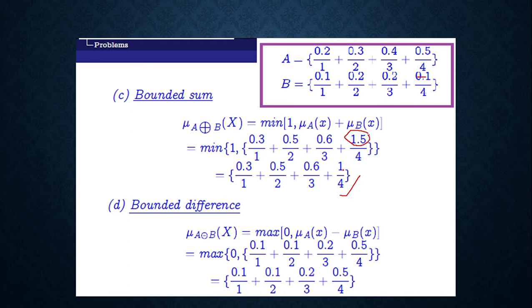Right. Bounded difference, the expression is given as maximum of 0 comma membership of a of x minus membership of b of x. Right. So you have to perform the subtraction operation here. Right. So here again a small correction. 1 minus 0.5 minus 1, here it is minus 0.5, right? Minus 0.5.